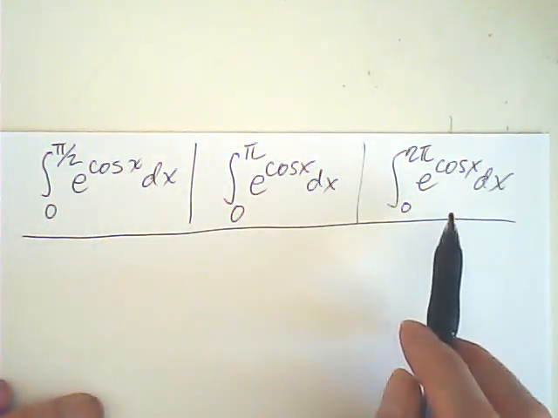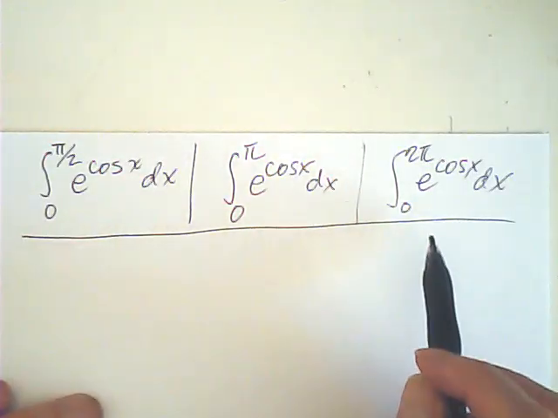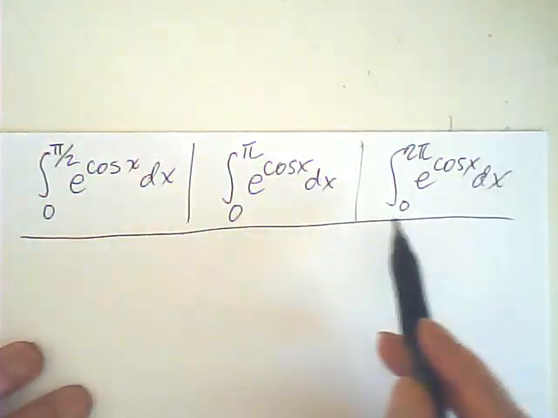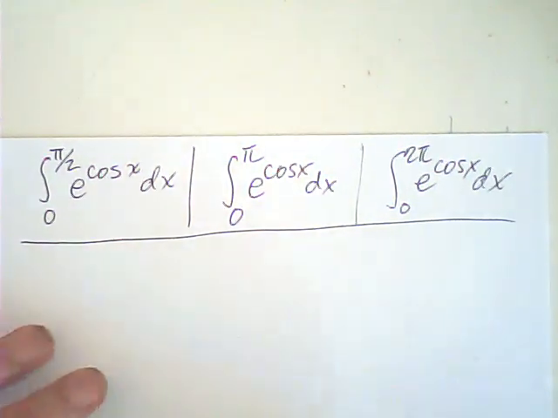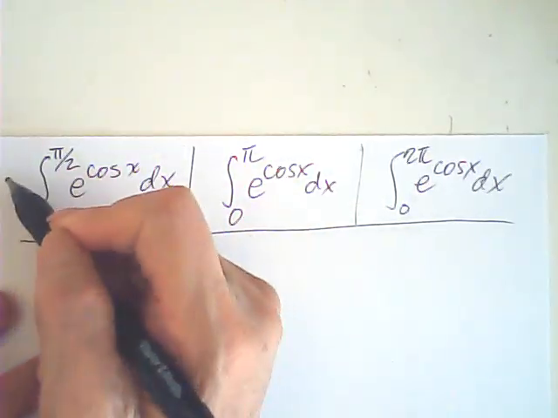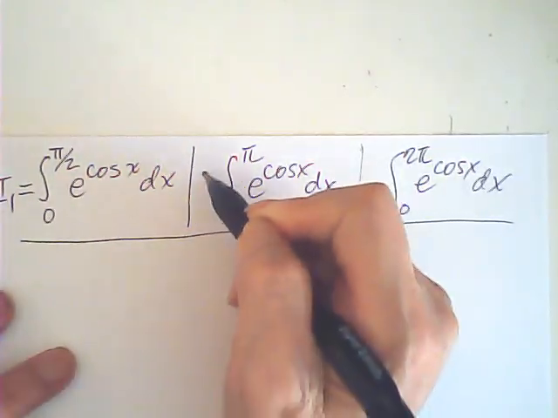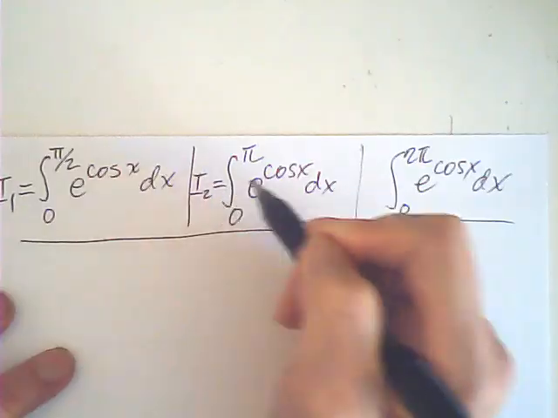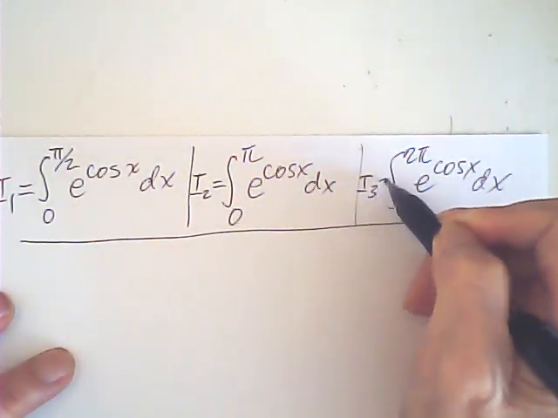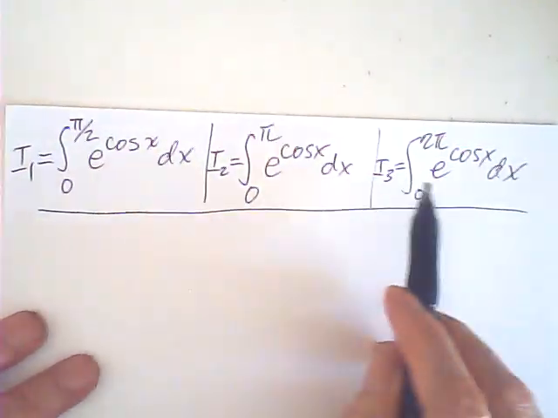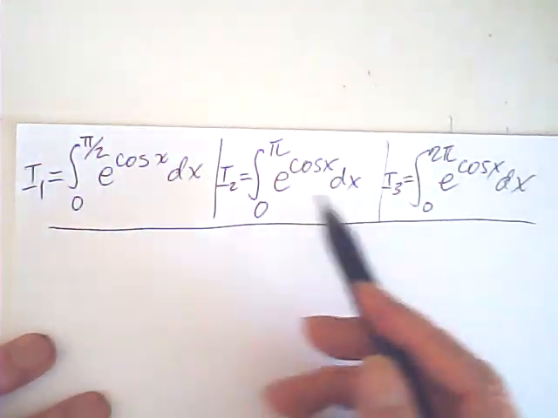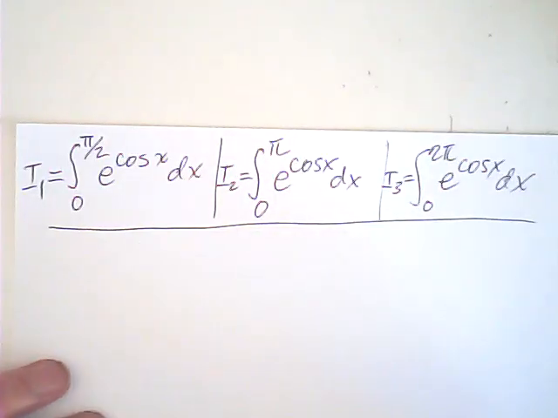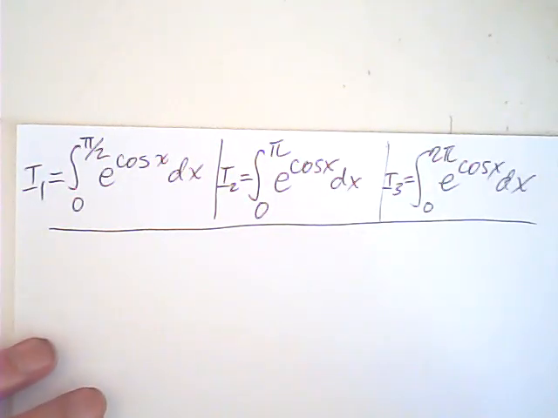Well, I put these three integrals together for discussion because they have the same integrand function. I call this one I1, this one is I2, and this is I3. If we find the antiderivative of e to the cosine x, we can find these three definite integrals.